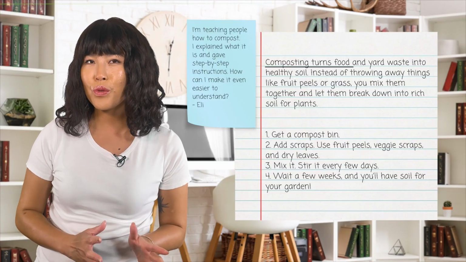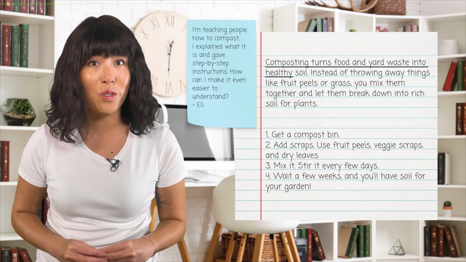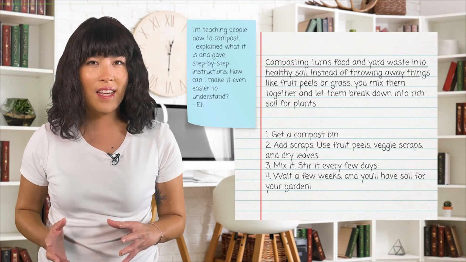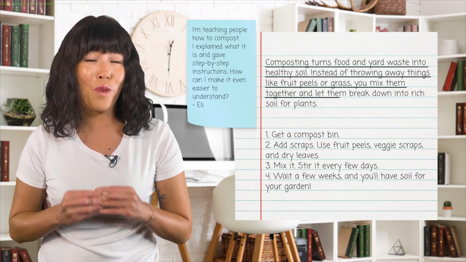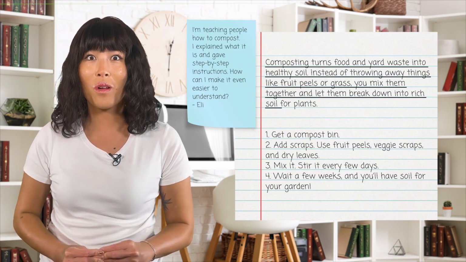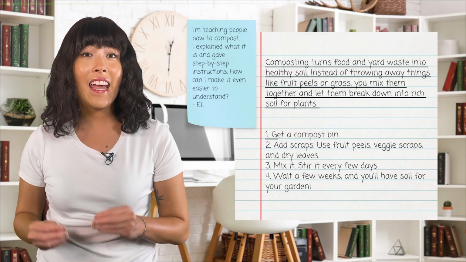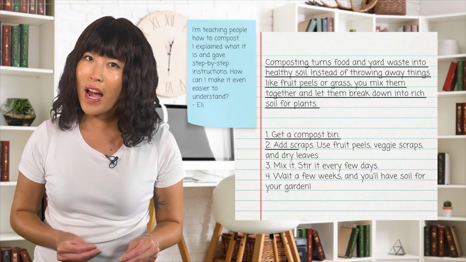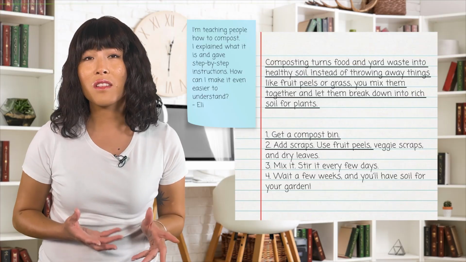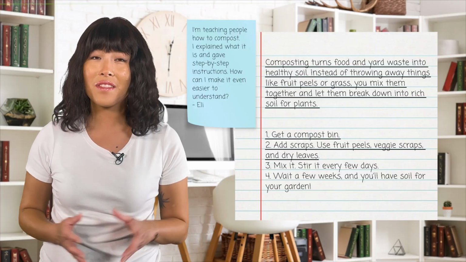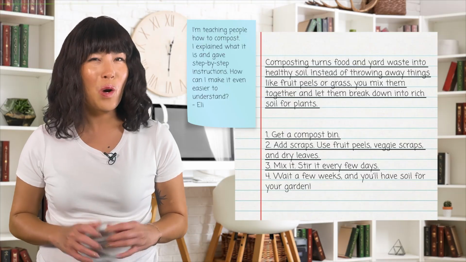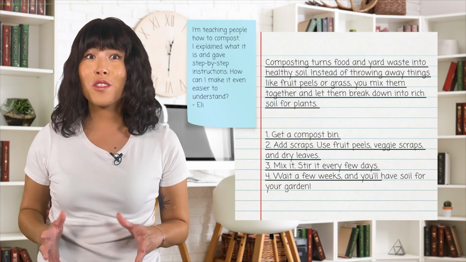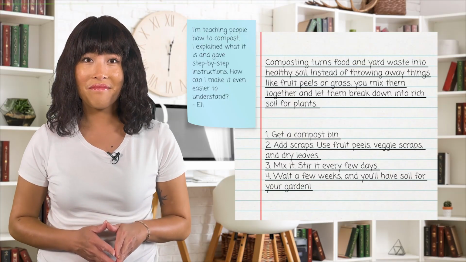Composting turns food and yard waste into healthy soil. Instead of throwing away things like fruit peels or grass, you mix them together and let them break down into rich soil for plants. Get a compost bin, add scraps, use fruit peels, veggie scraps, and dry leaves. Mix it, stir it every few days, wait a few weeks, and you'll have soil for your garden.